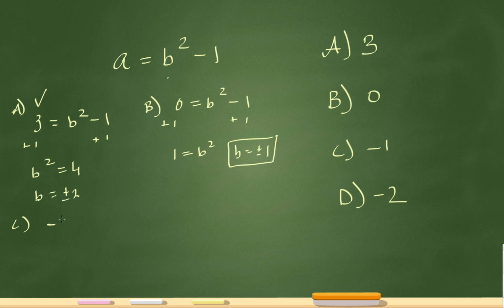C would be negative 1 equals b squared minus 1. Add 1 here, add 1 here. B squared equals 0, and b equals 0. And 0 is also a real number. So most likely the answer is D. Let's just check it out.